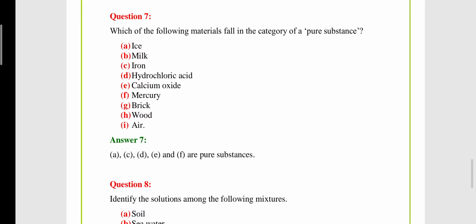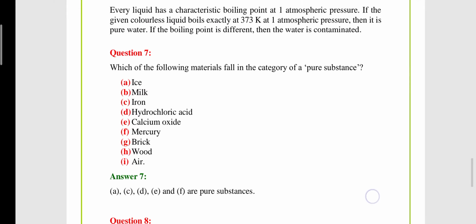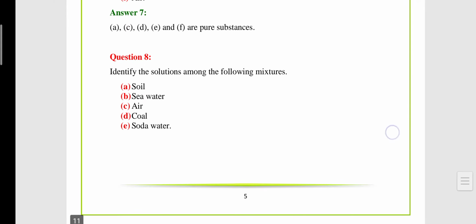Now come to the next question. Which of the following materials fall in the category of pure substance? Ice is a pure substance. Milk is not a pure substance. Iron is a pure substance. Hydrochloric acid is also a pure substance. Calcium oxide is also a pure substance. Mercury is also a pure substance. Bricks are not pure substances. Wood is also not pure. And air is also not pure. Why? Because air is a mixture of many gases, so we can say that air is not a pure substance.